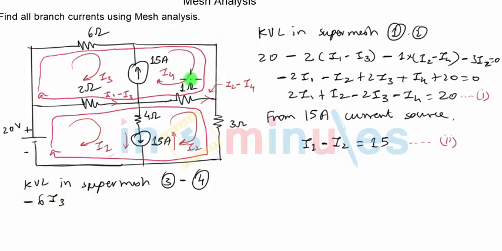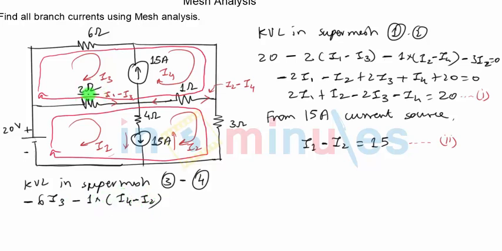Okay, next is drop across 1 ohm resistance. Through 1 ohm there are two currents flowing, I4 and I2. Now if I define current flowing towards left, then it will be I4 minus I2, because I4 is also flowing towards left, and because we are also traveling towards left, the drop will be negative, so it will be minus 1 into I4 minus I2.